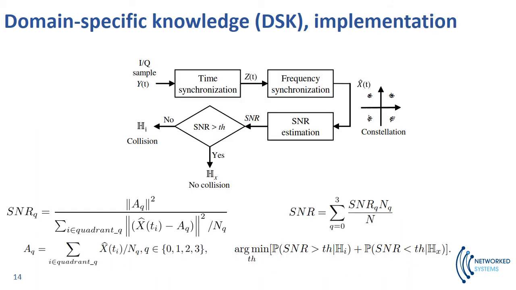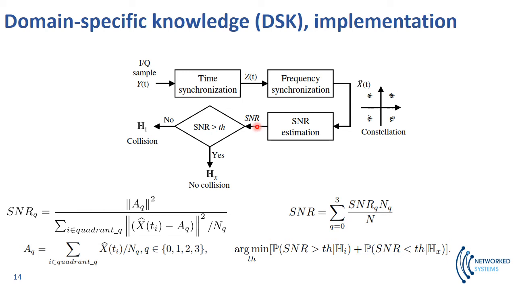So here is how it's implemented. We have IQ samples at IF, we feed them to time synchronization, frequency synchronization, and we have the cancellation, and then we estimate the SNR. I'm not going to bother you with the formulas, but here is how we estimate the SNR of each one of these quadrants, and then we average over all of them.